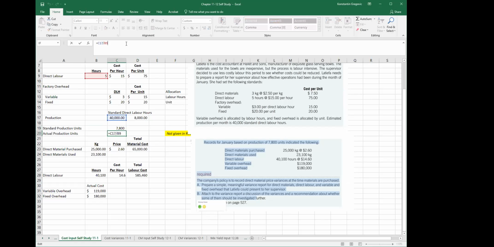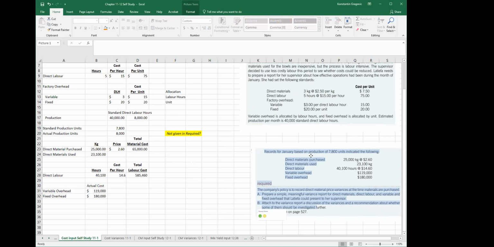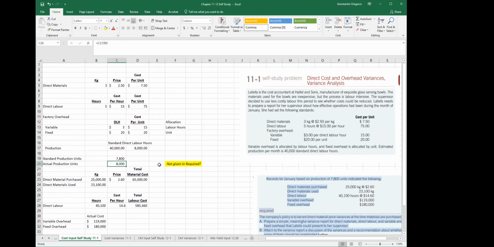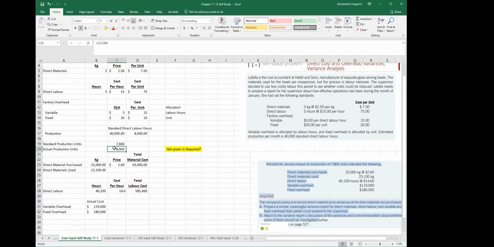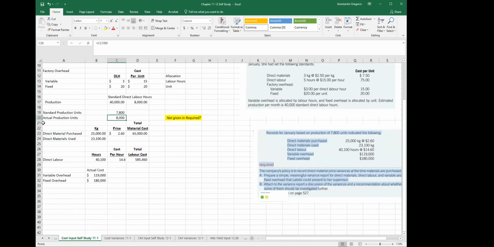I produced 7,800 units. My actual is 8,000. So a bit of a trick here. How do I get my actual production in units? I need to calculate that. So basically I've got 40,000 standard direct labor hours. My direct labor divided by 5 gets my actual production in units. So we'll go over that. It's not in the required. You need to calculate that.